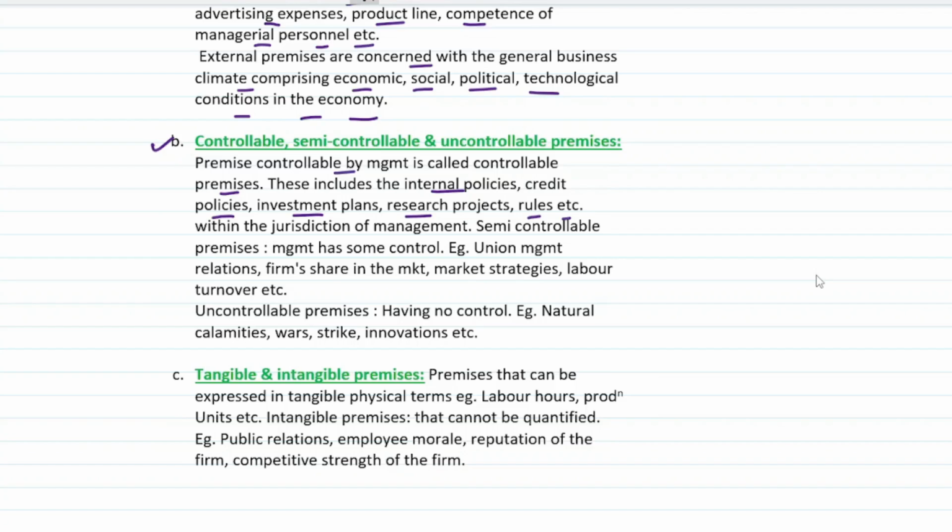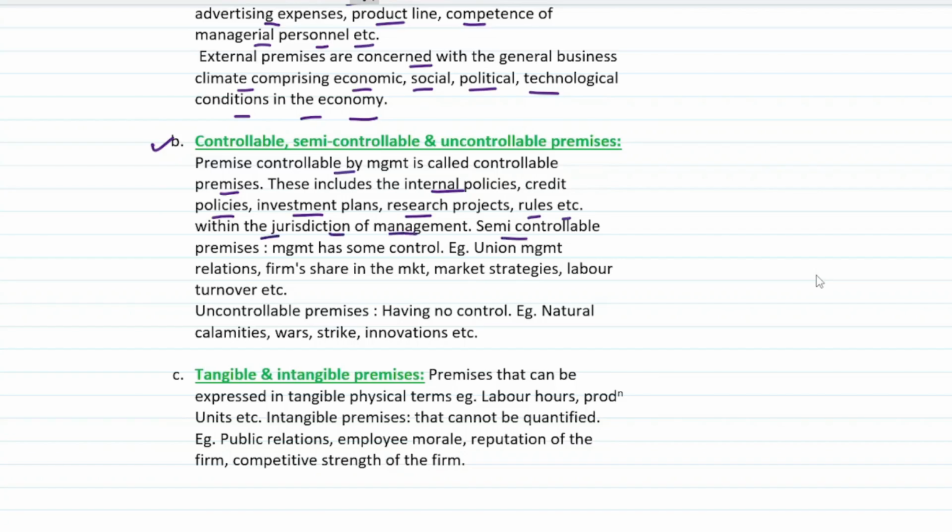So basically we talk about it from the management perspective. If a management has control over the premise, that is called controllable premises. So all the internal policies, credit policies, investment plans, research projects, rules which are being executed by the management, they have control over it, hence it is called a controllable premise. Now these are basically within the jurisdiction of the management, right?